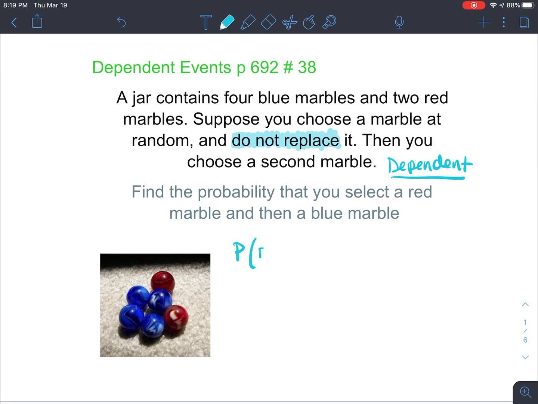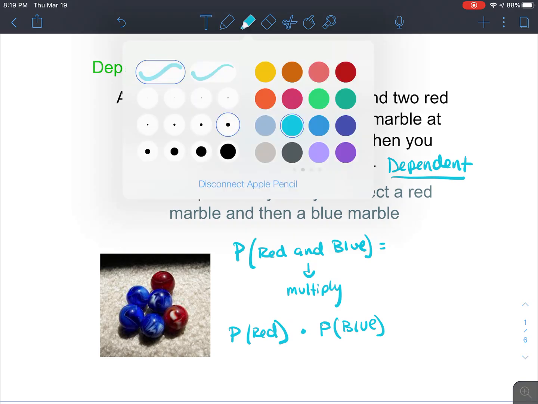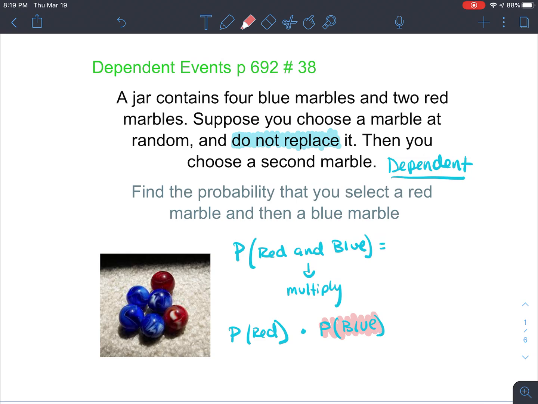Find the probability that you select a red marble and then a blue marble. So we're still looking at "and." We're looking at two events, the first event being red, the second event being blue. So the key here is that we're going to be using the same concept. "And" is still going to tell me to multiply. And we are still going to be multiplying the probability of pulling a red marble times the probability of pulling a blue marble. The only difference is when we get to this blue marble, we're going to have to change the value we substitute in based off what happens on the first round.